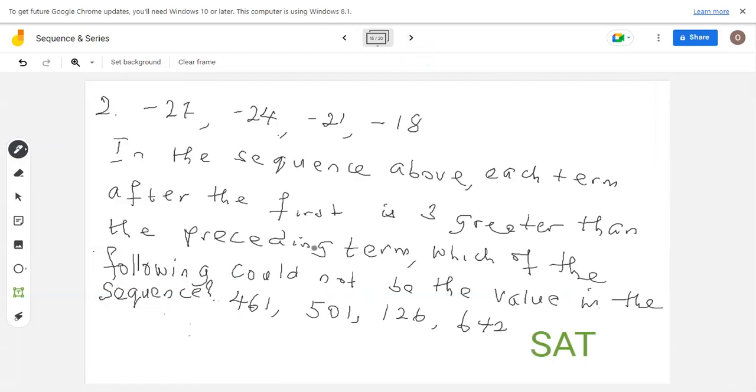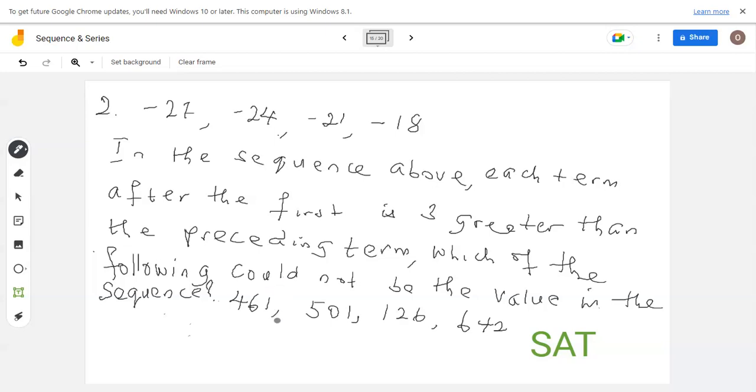In this question, we are told minus 27, minus 24, minus 21, minus 18. In the sequence above, each term after the first is 3 greater than the preceding term. Which of the following could not be the value in the sequence? 461, 541, 126, 642. Then we look at this sequence, you see that the terms are all multiples of 3 and the difference is 3.